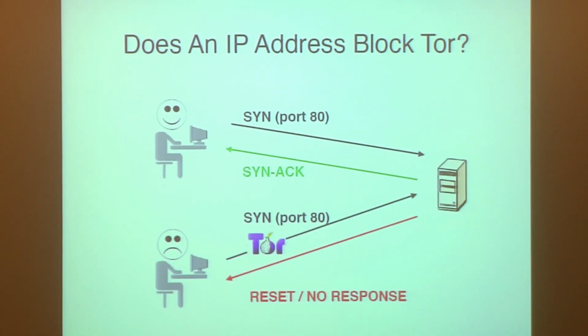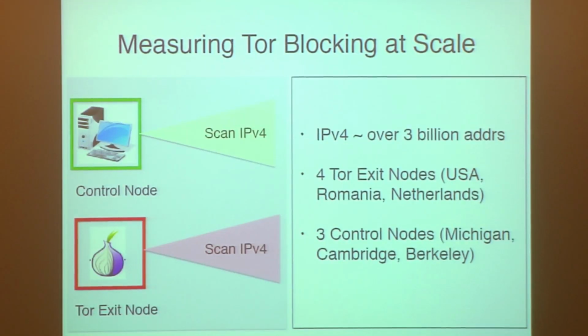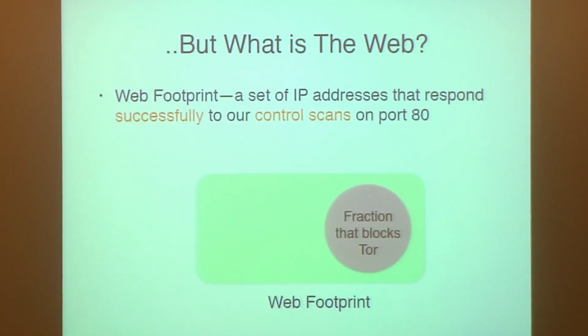what we did is essentially tried to probe servers on port 80, so the web port. We did these scans from 2 different vantage points, and we used a tool called ZMap to basically scan the entire internet. We did it from 4 Tor exit nodes in different regions of the world, and we also performed baseline scans from 3 control nodes, one at the University of Michigan, one at Cambridge, and one at the University of Berkeley. And so we performed these scans over the course of several months.